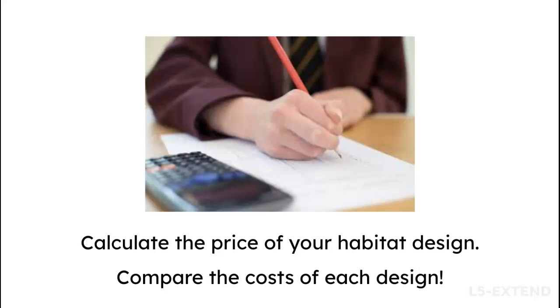For the Optional Extend, you can give an amount to each material and then have students calculate the price of their habitat design. They can then compare which one cost the most and which one was the most cost-effective. You might also provide a constraint by only giving students a certain budget to work with to redesign their habitat.